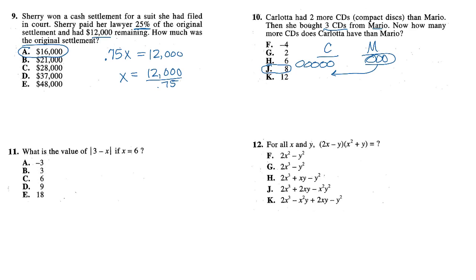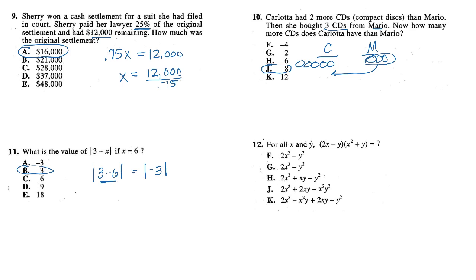All right, moving on to number 11. What is the value whenever x is 6? Now, these problems are missed because students mess up on their order of operation. So you have to go ahead and do the inside first. And the absolute value of -3 is 3.